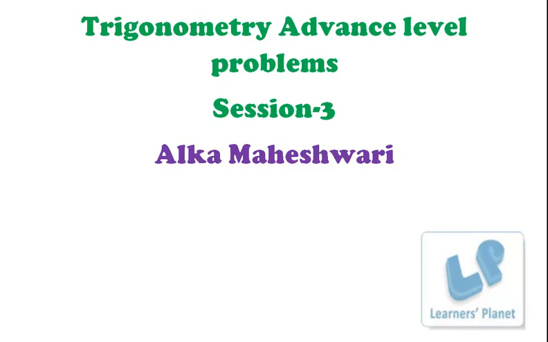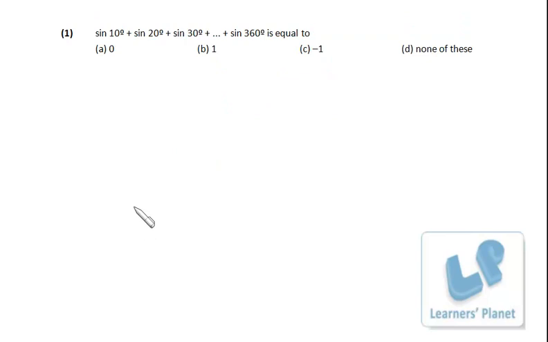Okay, so let's move. Now, sine 10 degree plus sine 20 degree plus sine 30 degree till sine 360 degree is equal to. Now, definitely it looks like a tedious problem, but if you know the basic properties of trigonometric functions, you can do this problem very easily. See, sine 360 will be 0, right? That is, 360 is nothing but 2 pi. So sine 2 pi is 0.